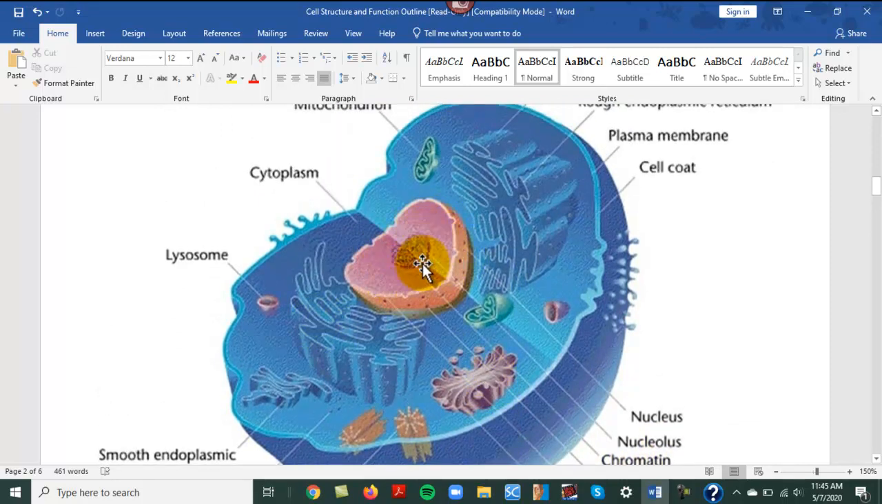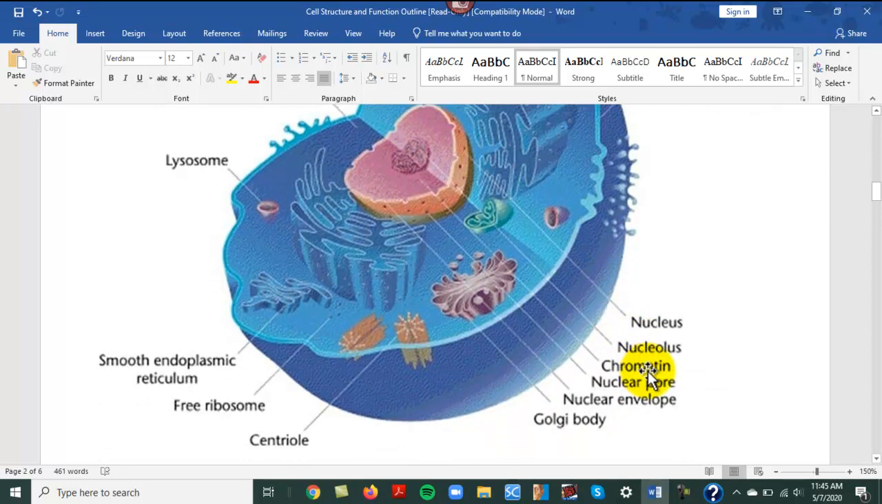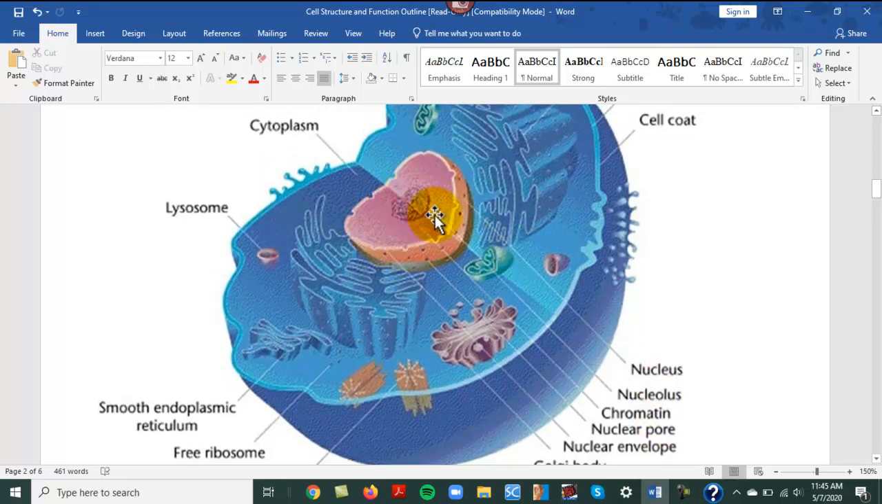Here's a nucleus, and then that little area in the middle is called a nucleolus. And then what you have inside here are chromatin, which are long strands of DNA, and those condense to form chromosomes during cell division. So that's found inside the nucleus. So the nucleus controls all the cell activities.